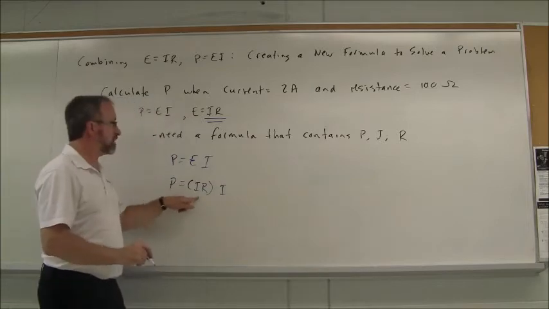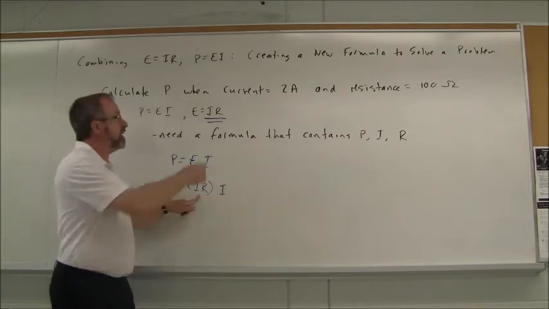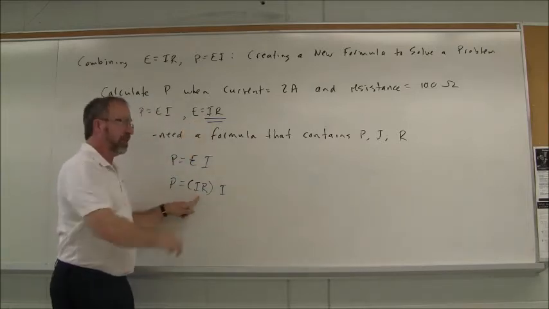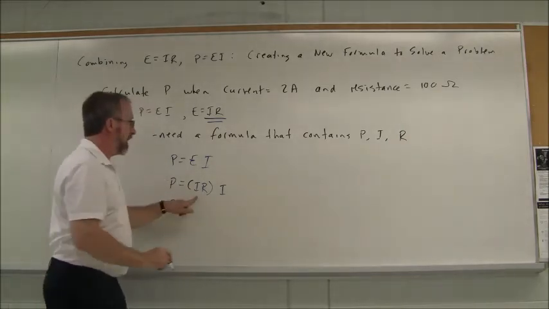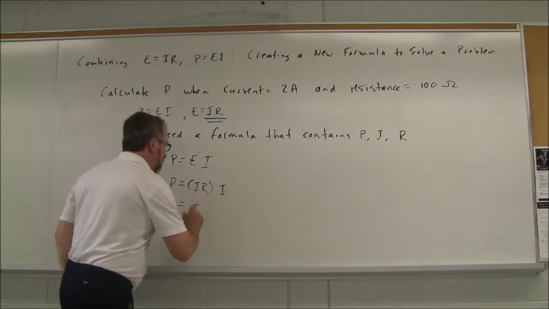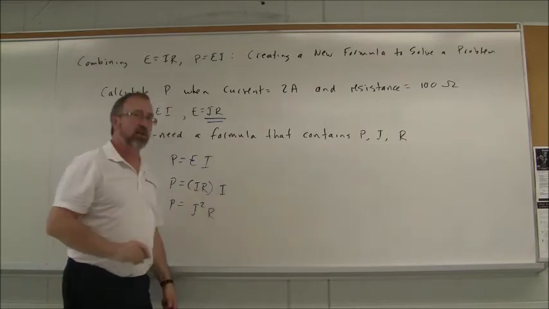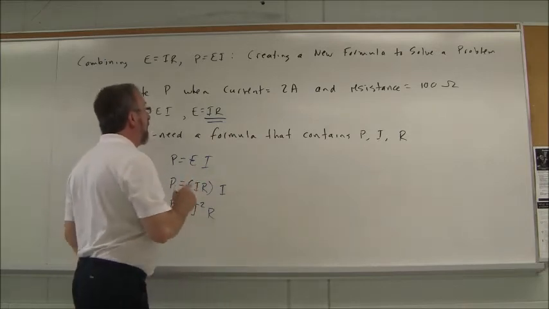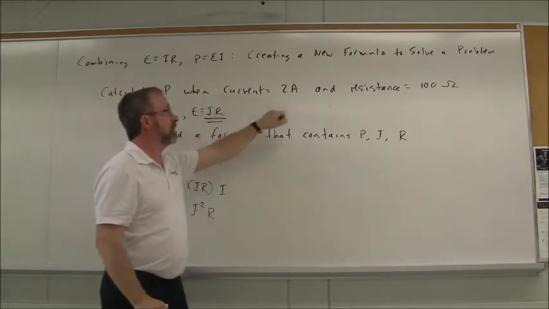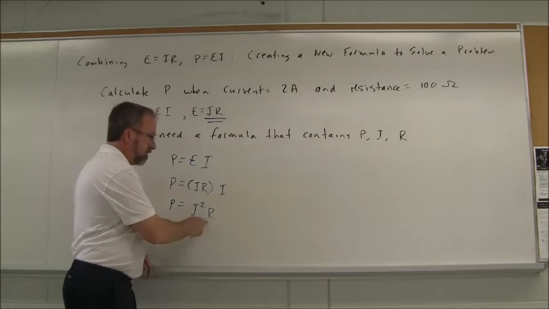So that's P equals E times I. Well, instead of E, since it's equal to I times R, I put I times R there. So I times R times I is I squared. I times I is I squared times R. Now I can solve this because I've got current, I've got resistance, I need current, I need resistance.